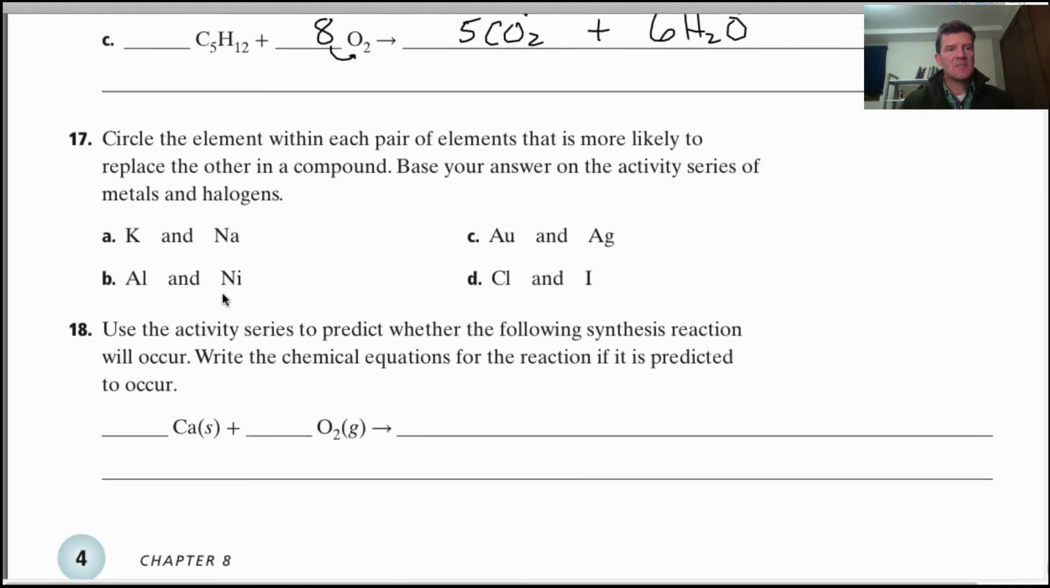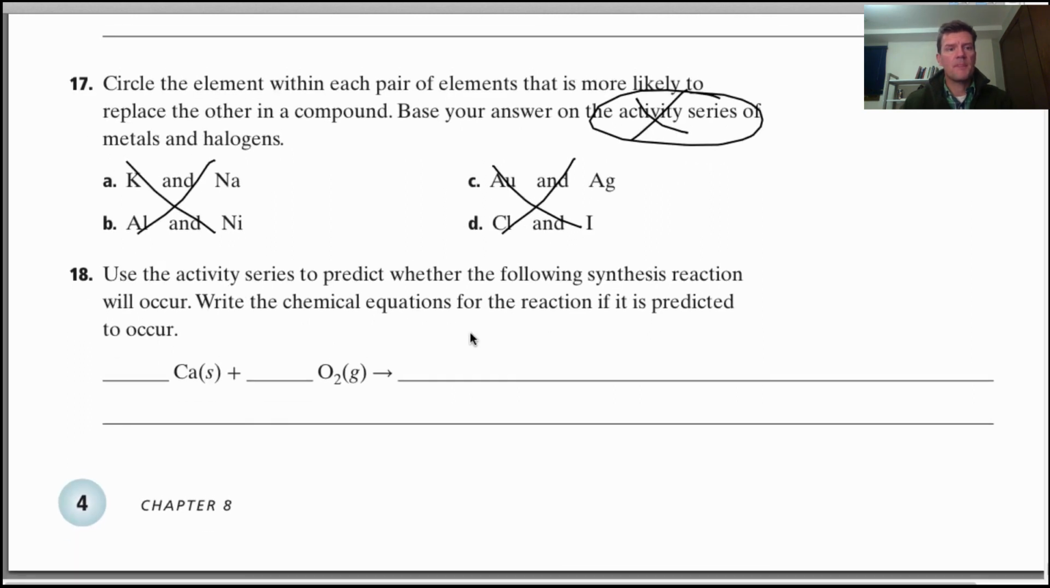Alright, let's see here. 17. Circle the element within each pair of elements that is more likely to replace the other in a compound based on your activity. Okay, we're not doing activity series, so we don't have to worry about number 17. Okay, we will talk about activity series later on when we look at electrochemistry. And therefore, we don't have to do number 18 as well.